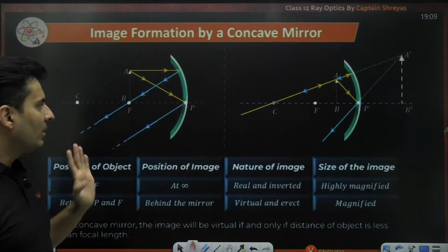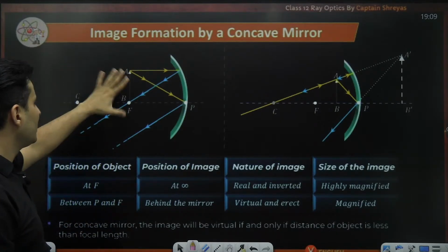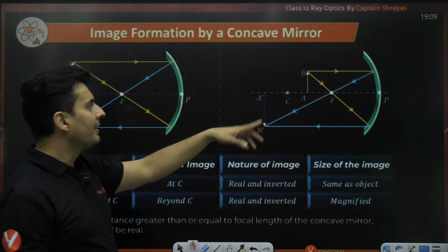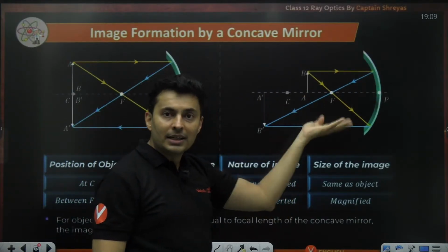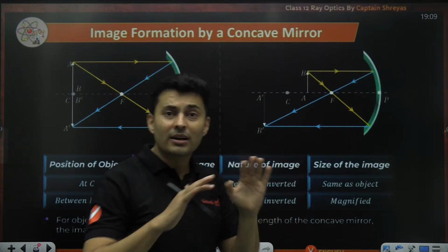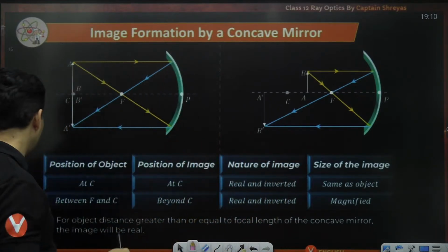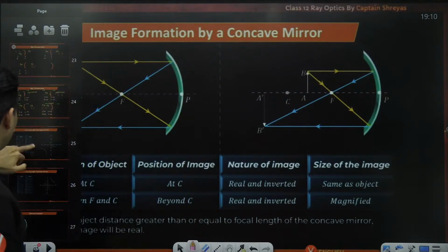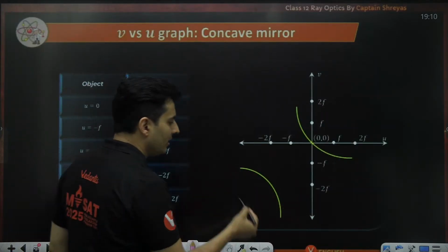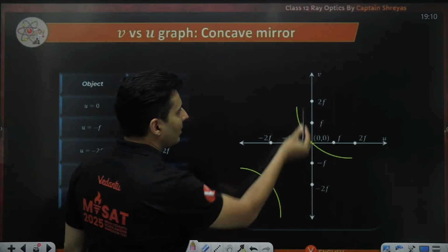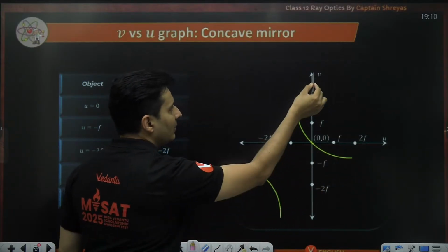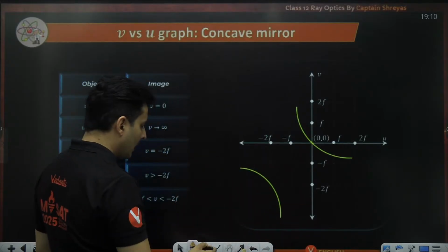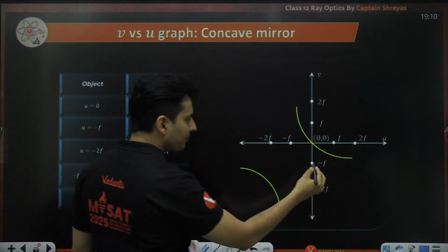Correct? Now the point is, as long as the object and the image are over here, object distance is negative, image distance is also negative, and it will be a curved line. This is the part you should be concentrating on. Object distance is this, image distance is this, both negative. You can see it is a curved line, and observe this very carefully.